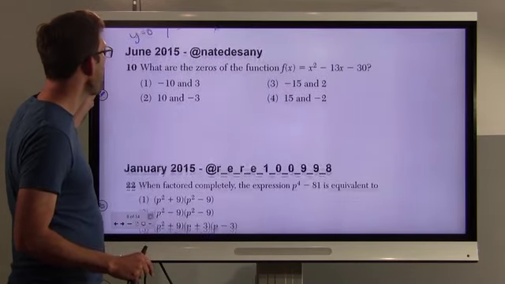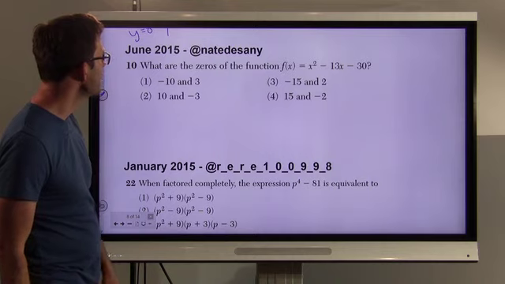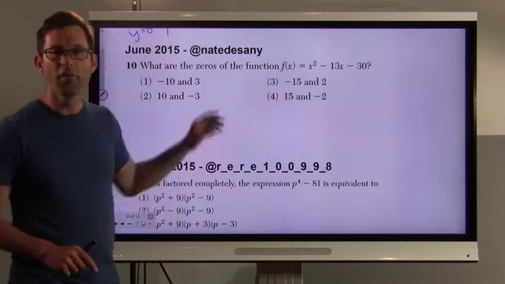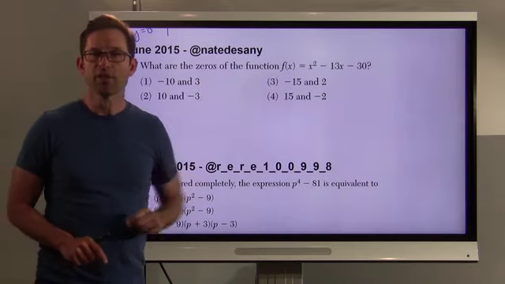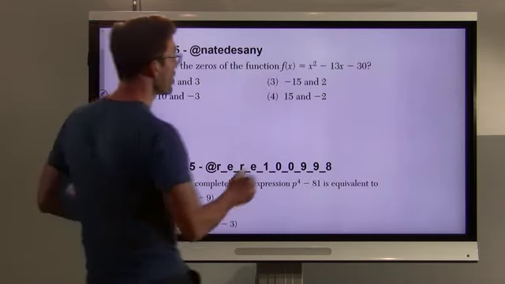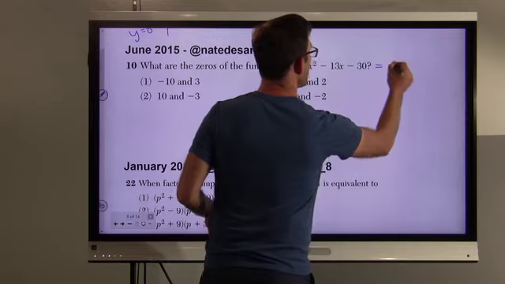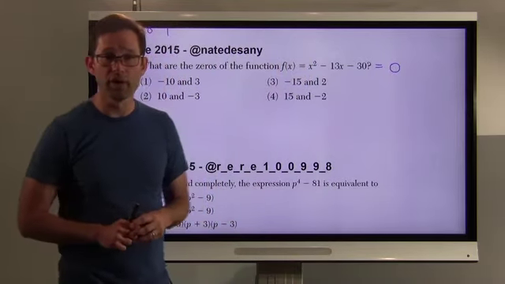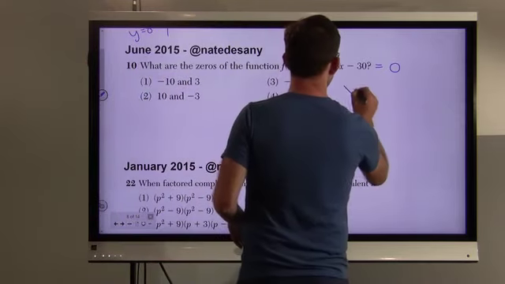2015, number 10. Sorry about that, Nate. What are the zeros of this function? The idea is we're trying to solve this equation: x squared minus 13x minus 30 is equal to 0.